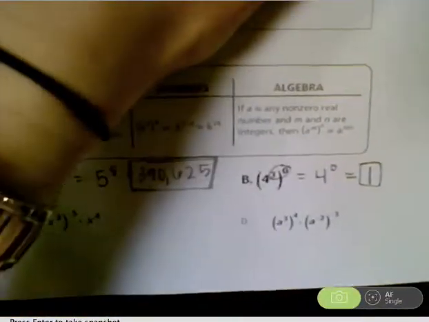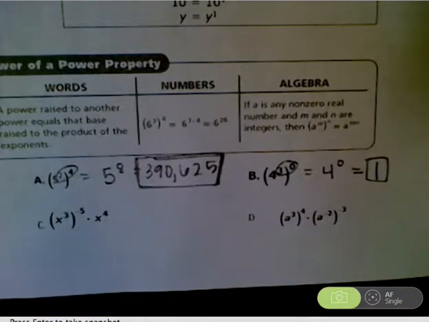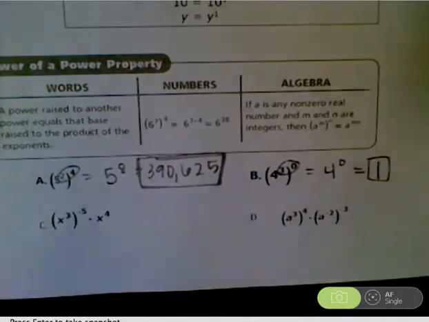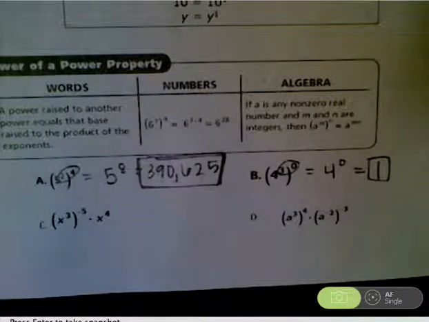In letter C and D, we're going back to the variables. And also in letter C and D, we're going to see that there's more than one property that we can actually apply to these expressions. So we're going to start with the double powers and get rid of the double powers first.